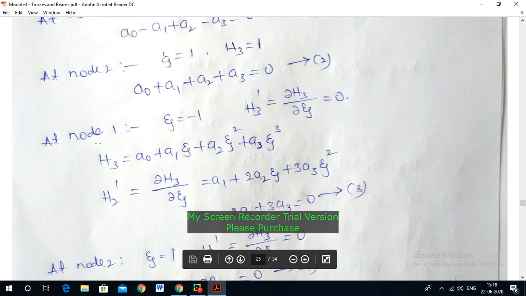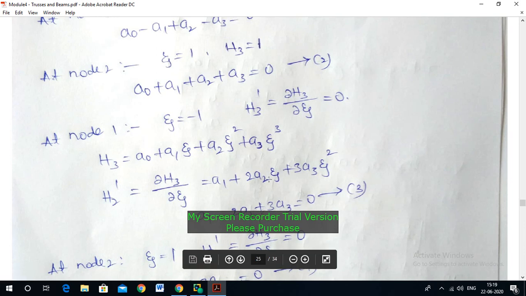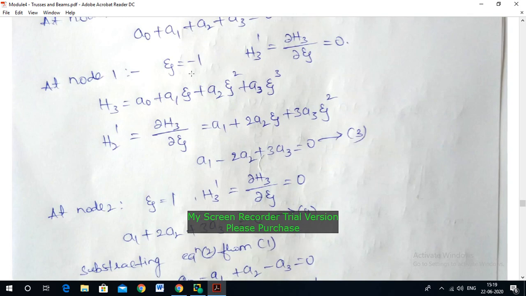And next, at node 1, the boundary condition, if zeta is equal to minus 1, s3 dash, that is del s3 by del zeta, is equal to 0. Therefore, s3 is equal to a0 plus a1 zeta plus a2 zeta square plus a3 zeta cube. Differentiating this equation with respect to zeta, I will get a1 plus 2a2 zeta plus 3a3 zeta square, and put zeta is equal to minus 1 and s3 dash equal to 0. Simplify the equation, and I will get a1 minus 2a2 plus 3a3 equal to 0. I call it equation number 3.